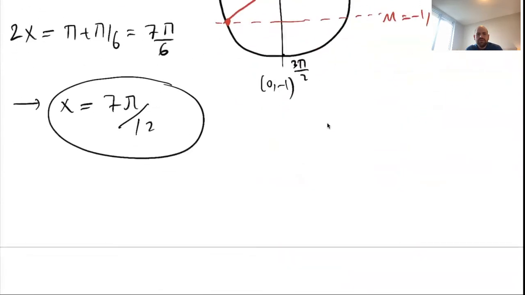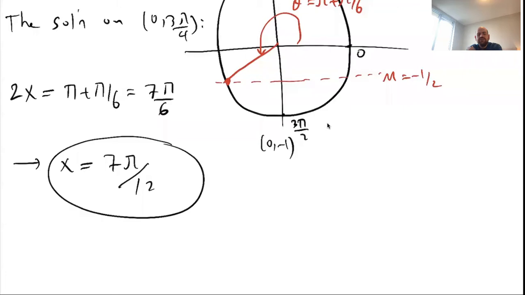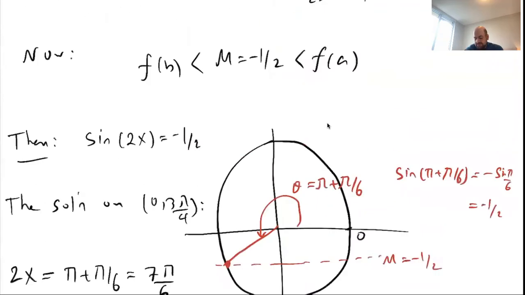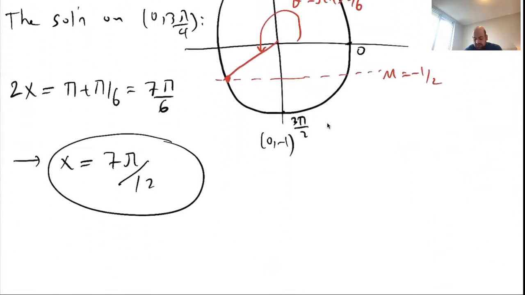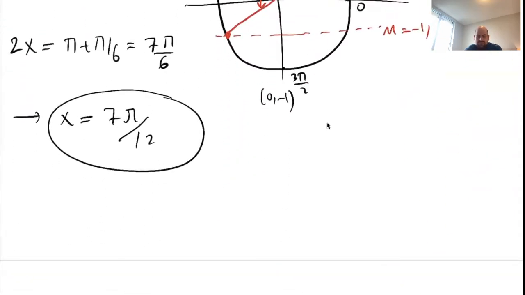Okay, now it's good. Yeah, 7 pi over 12. 7 pi over 12 is of course between 0 and 3 pi over 4. You can easily check this because, forget about pi, 0 to 3 over 4, 3 over 4 means 0.75. And 7 over 12, of course, is less than 0.75.